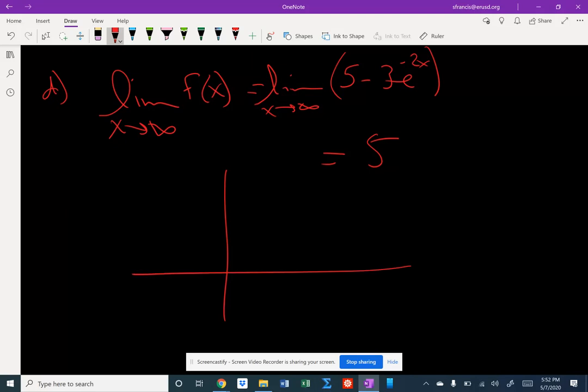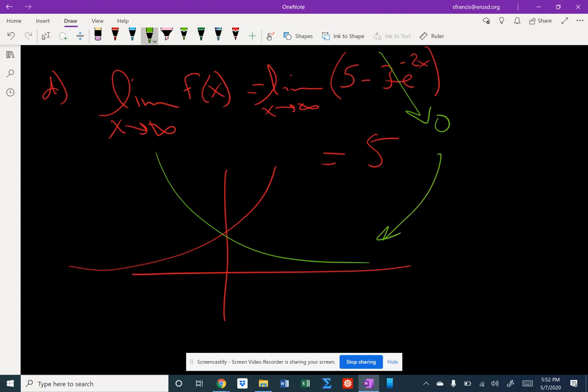to the negative x. Normally the exponential goes this way, but as soon as you make the exponent negative, it flips it around the y-axis like this. And so the factor of 2 is a stretch factor. It doesn't affect how it behaves in the long run. So this part here is going to 0 because of that part of the graph right there. And so the limit is just 5.